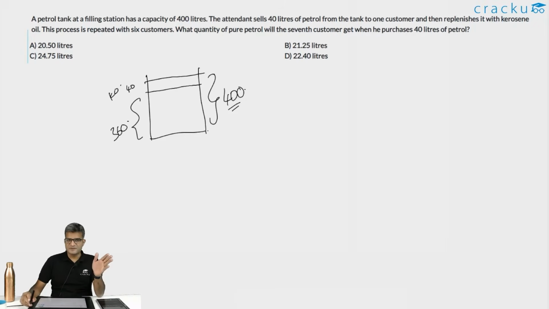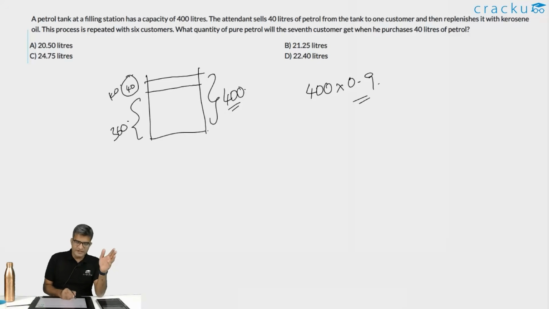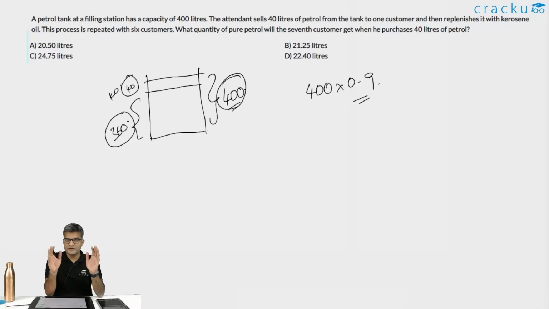But once one customer goes, the amount of petrol in it is 400 into 0.9. What is this 0.9? That is basically the amount of impurity added, which is 40, divided by 400, subtracted from 1. Another way to look at it is 360 of the original solution is remaining out of 400. So the 0.9 is basically 360 divided by 400. So the amount of petrol after one customer goes is 400 into 0.9.